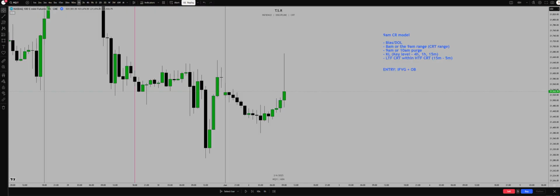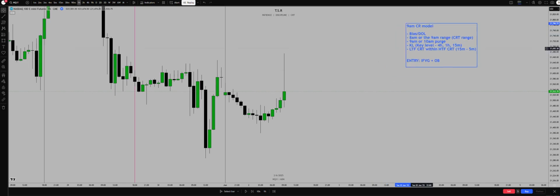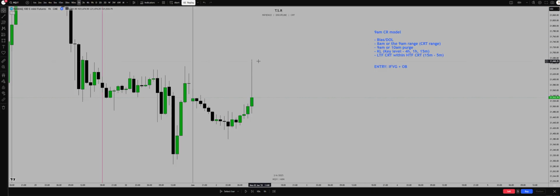So entry is the IFVG and the order block, not one or the other. I will only execute if I see an IFVG with the order block. I used to only use the order block. I found a lot more success combining the IFVG with the order block, and this was done through my own tests while looking back at my data from the previous year.